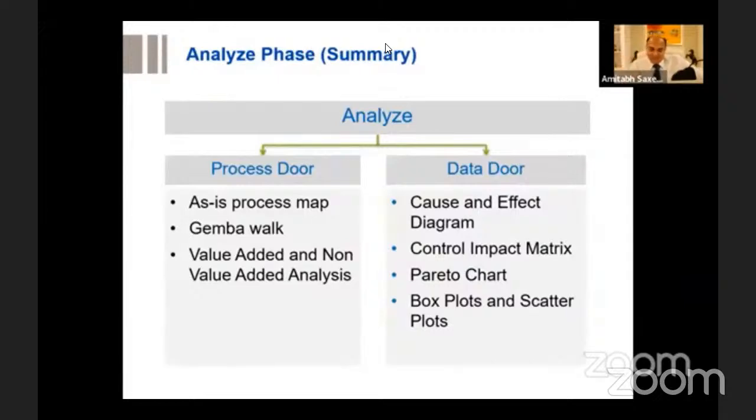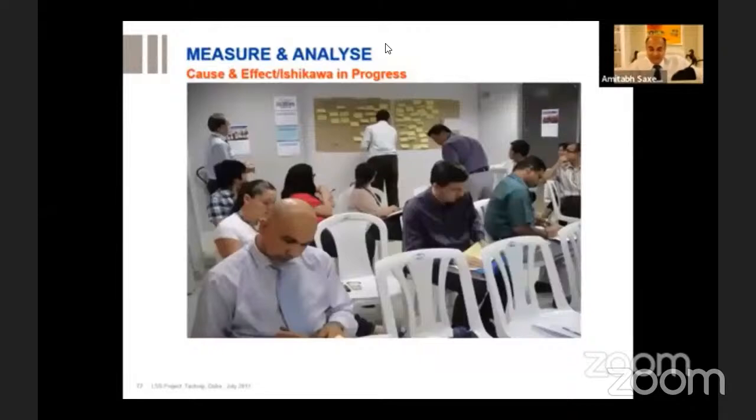Look at the data door. You invite all the people who understand these processes. Invite them in the room. Ask them to write whatever comes to their mind.